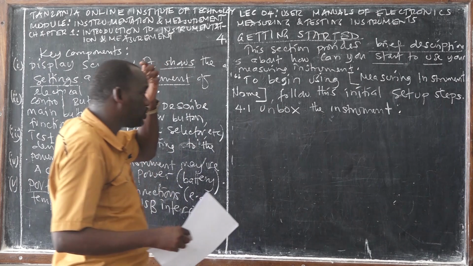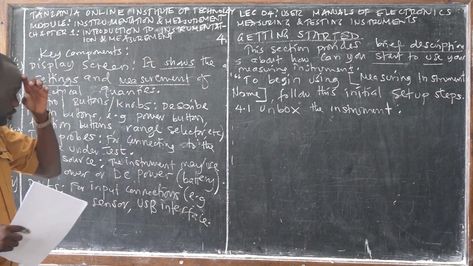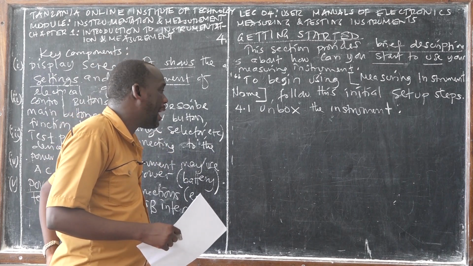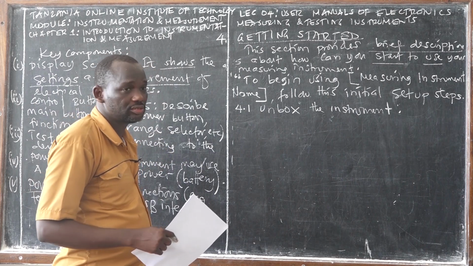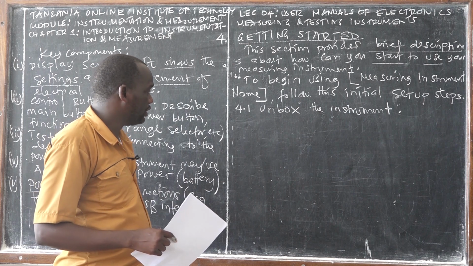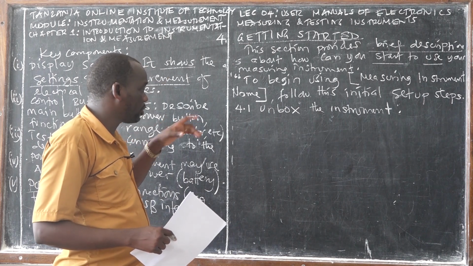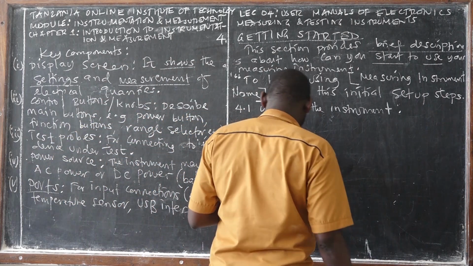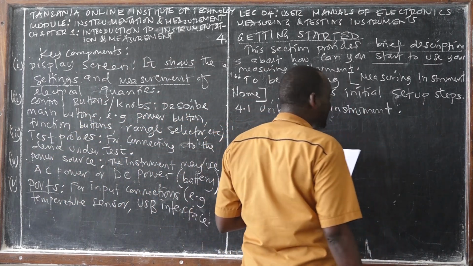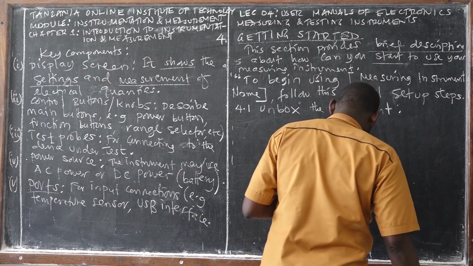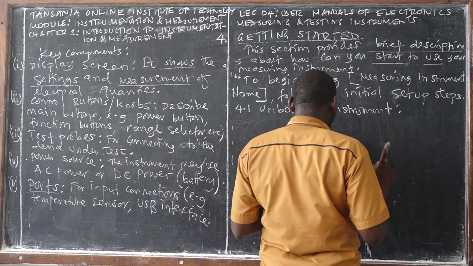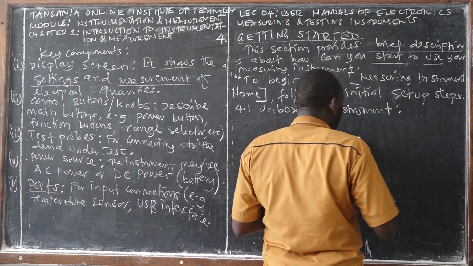Say, unboxing the instrument. So the electronics measuring and testing instruments are always packed into a box. Ask your neighbor, do you have a box of your mobile phone? Or do you have a box of your SIM card? So, unboxing the instrument. How can you unbox the instrument?